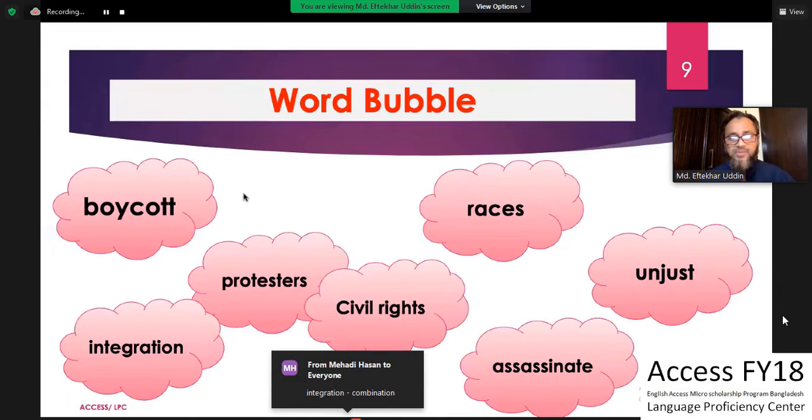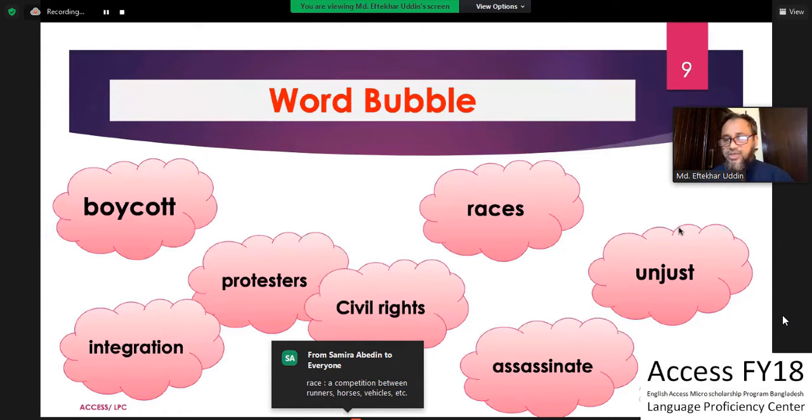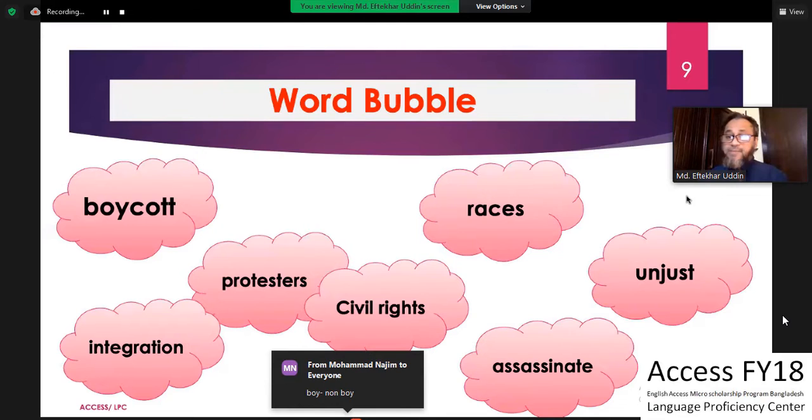So boycott means ban. From your responses I could see, integration means the process of uniting different people around the world of different races, different kinds. Protesters means race, a competition between runners. Oh, okay. Here race doesn't mean a competition. Races means here the people. Okay. People of different kinds. And assassinate, the murder of an important person.